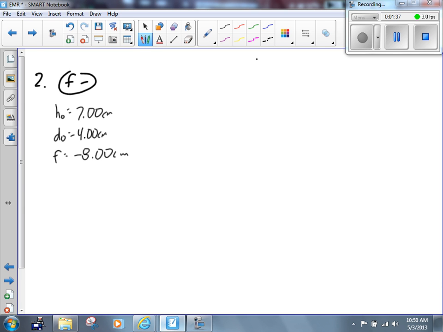We want to find the image distance, di. We want to find the image height, hi. And we want to find the magnification, as well as the characteristics, which we'll worry about after we've calculated these values. To find di, it probably makes sense to use the mirror equation. 1 over f is equal to 1 over do plus 1 over di. 1 over negative 8 equals 1 over 4 plus 1 over di.